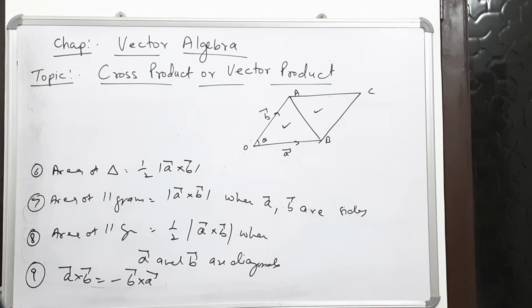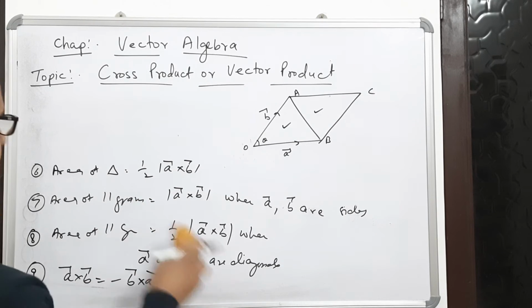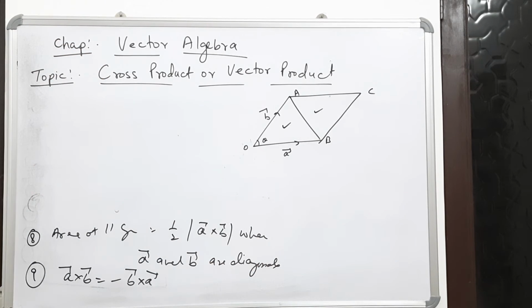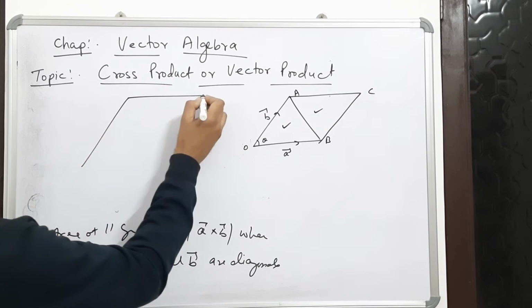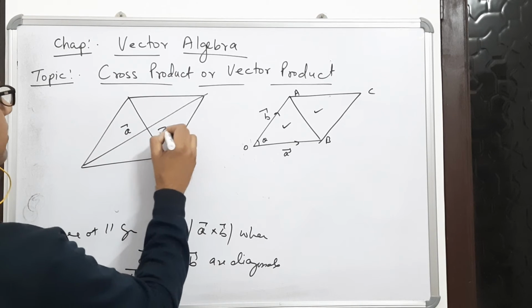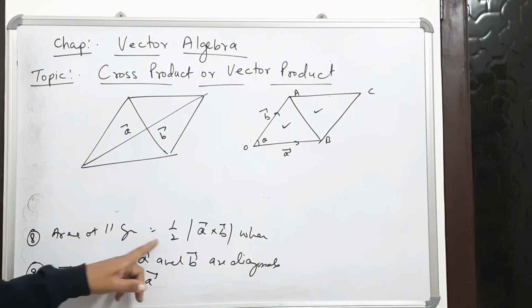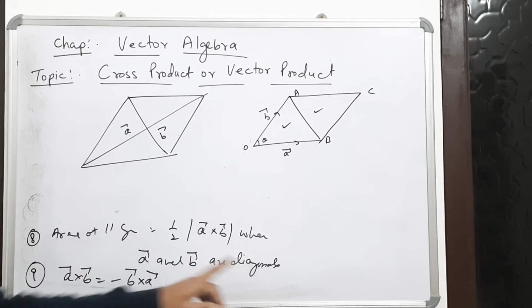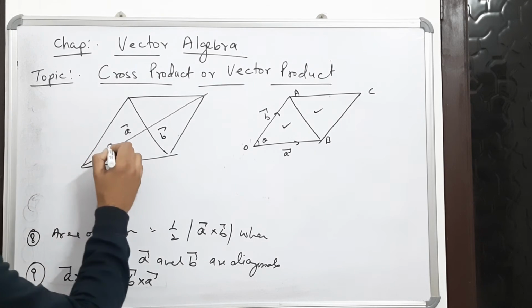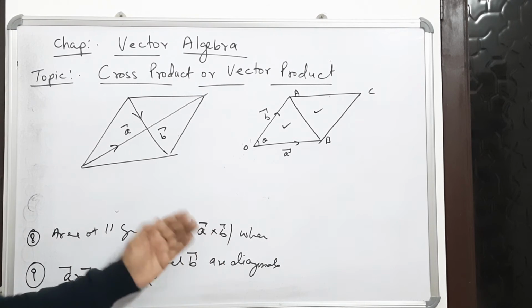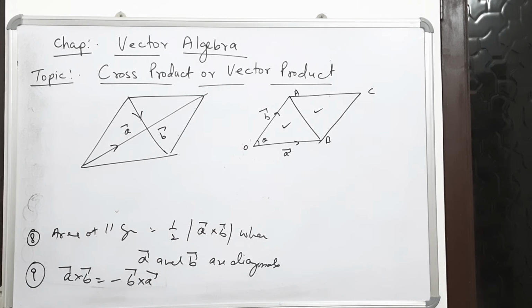Now the next formula is very important, and please see this now. If A and B represent the diagonals, say this is a parallelogram and this is vector A and this is vector B, then the area of the parallelogram will be half of A cross B. Here A and B are the diagonals of the parallelogram. Please don't get confused. When the sides are given, then the half is not there. When the diagonals are given, then the half will be there.